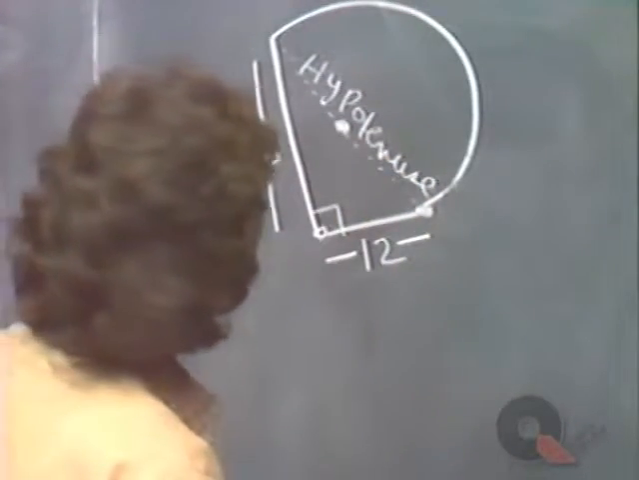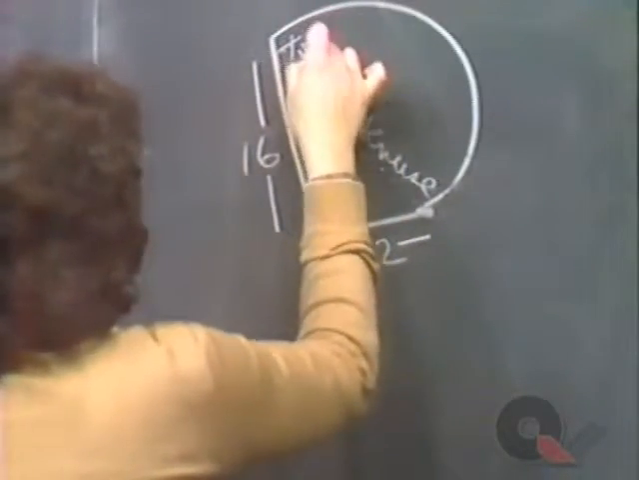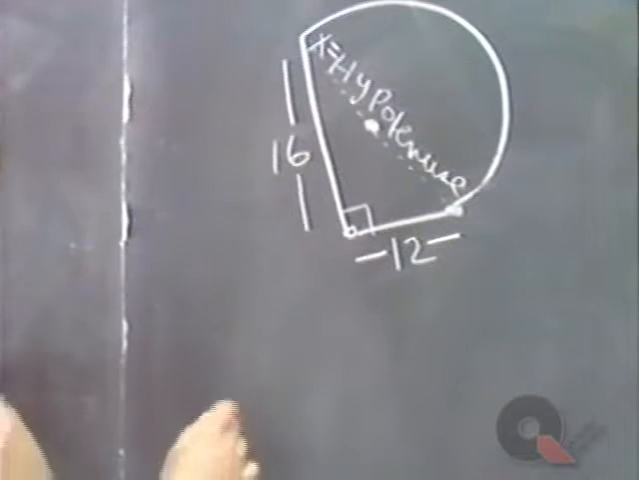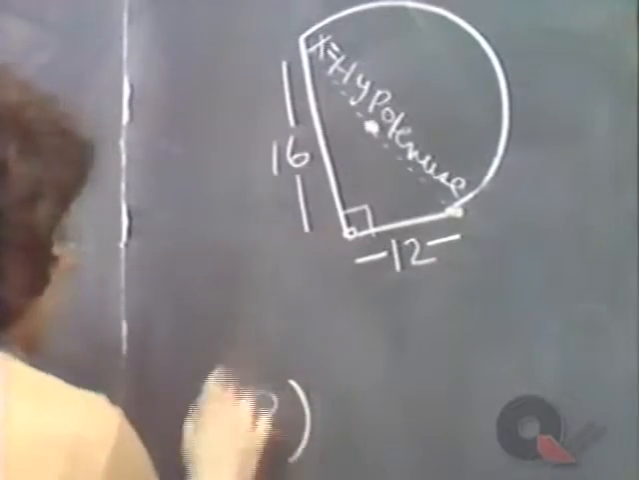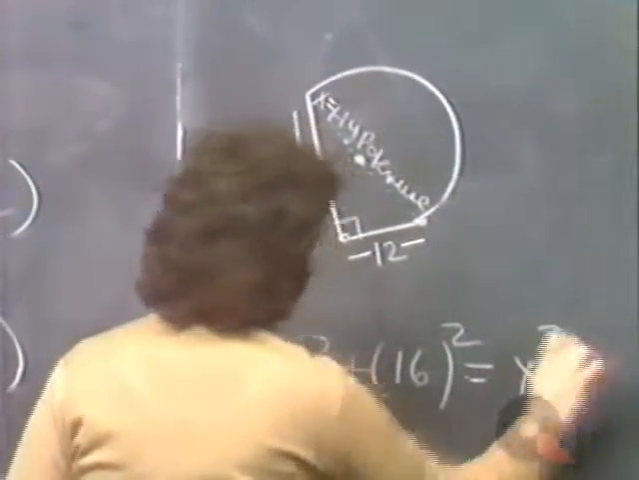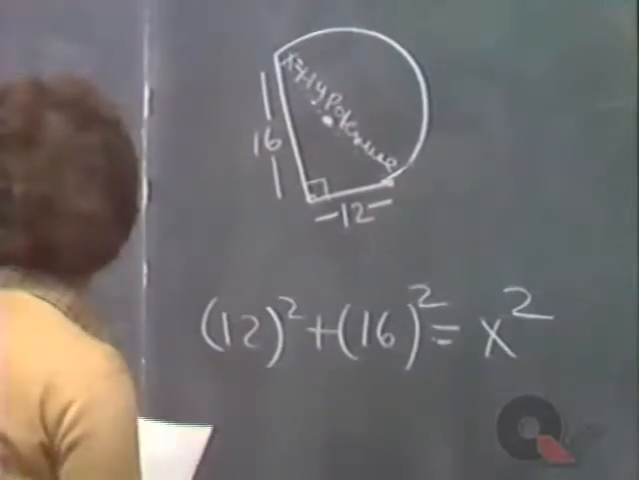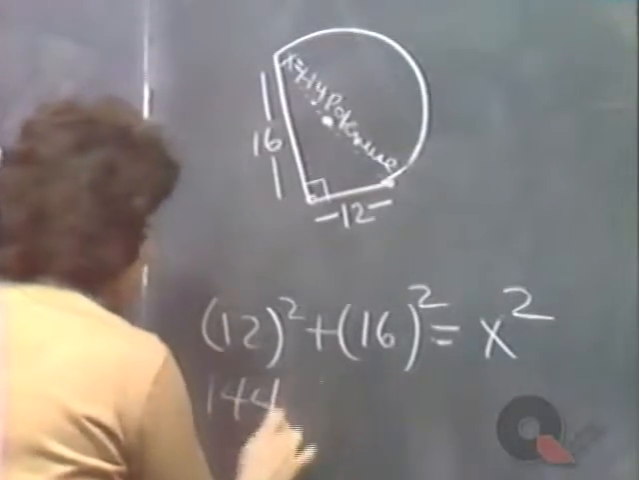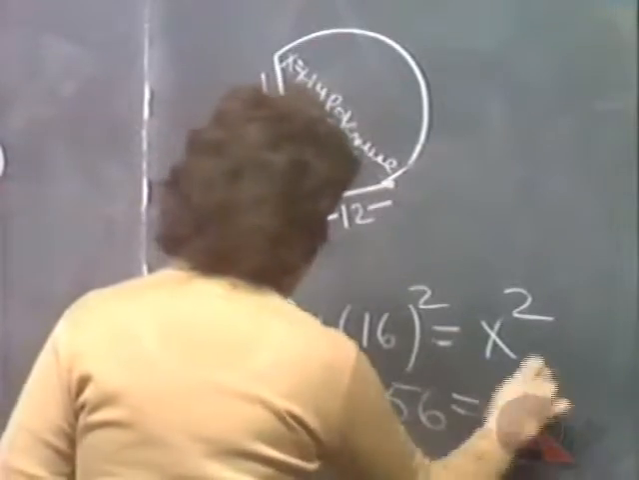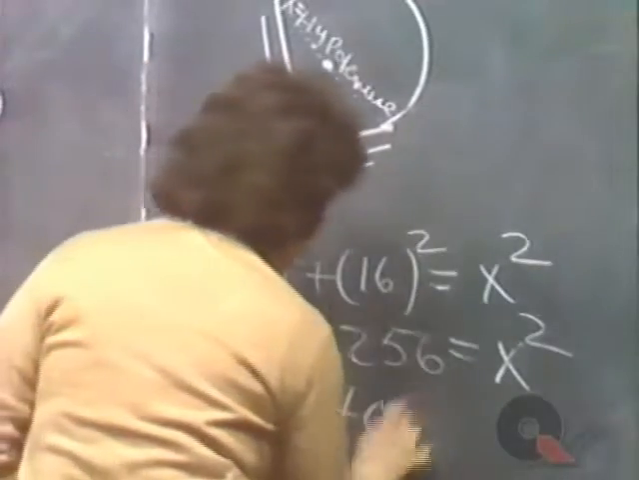Let's call the hypotenuse x. Okay, x represents the hypotenuse. Using the Pythagorean theorem, we have here a right triangle. The sum of the squares of the legs, 12 squared plus 16 squared, must be equal to the square of the hypotenuse. 12 squared plus 16 squared must be equal to x squared. Now 12 squared, that's 144. 16 squared, that's 256. And 144 and 256 come out to be 400.